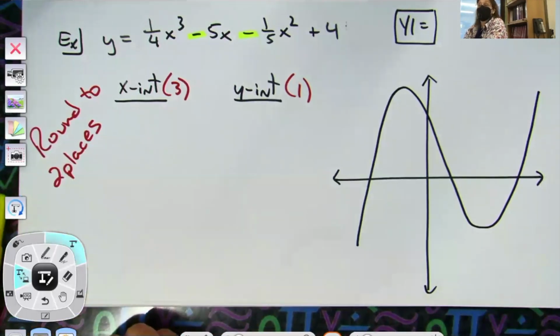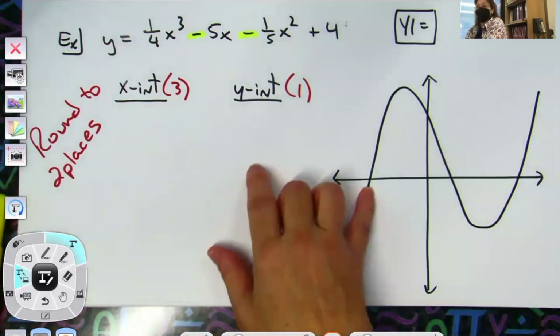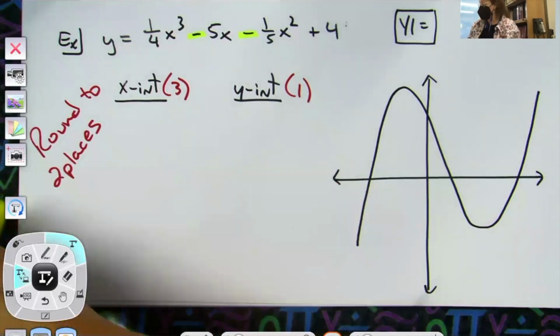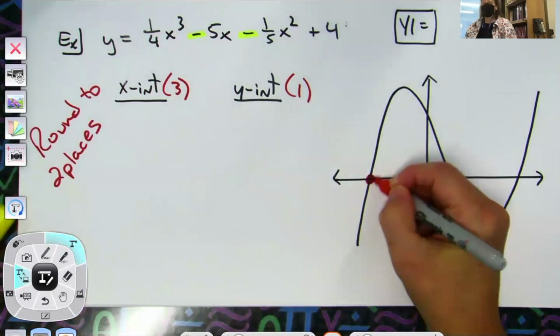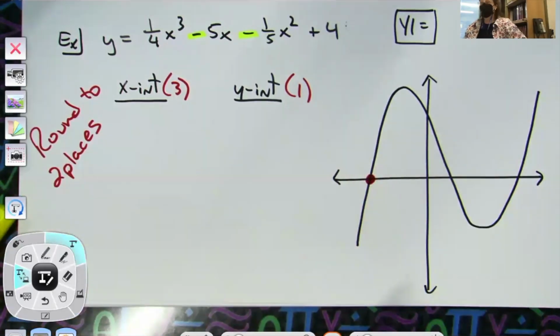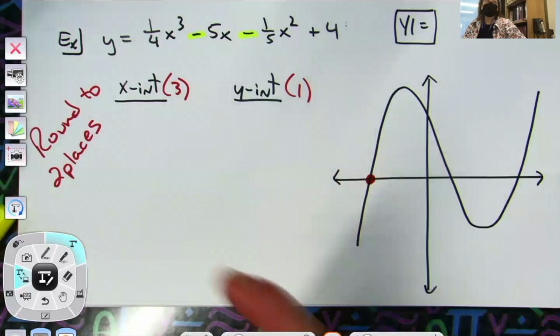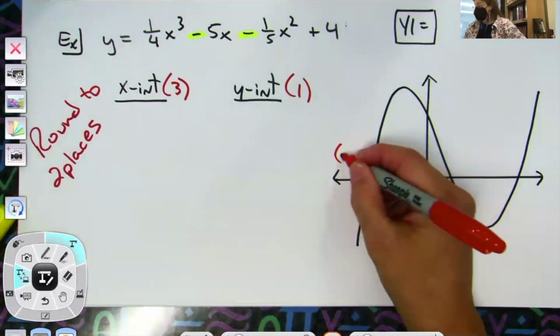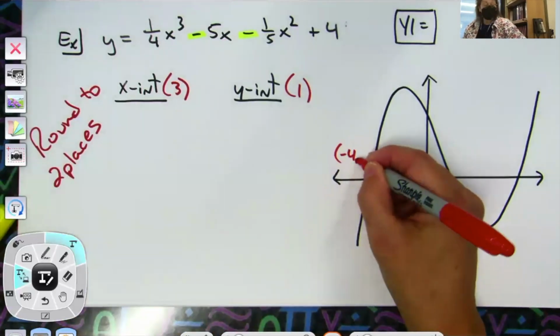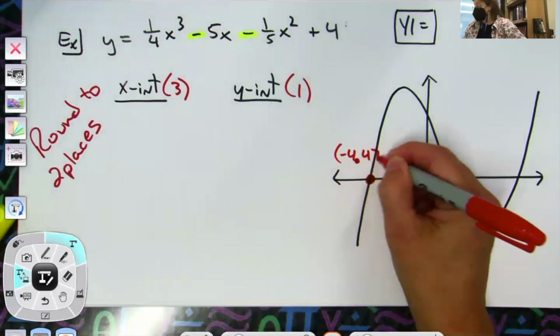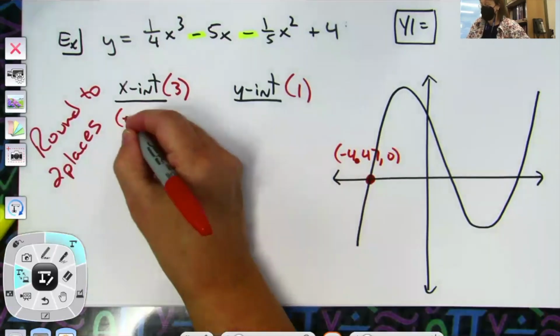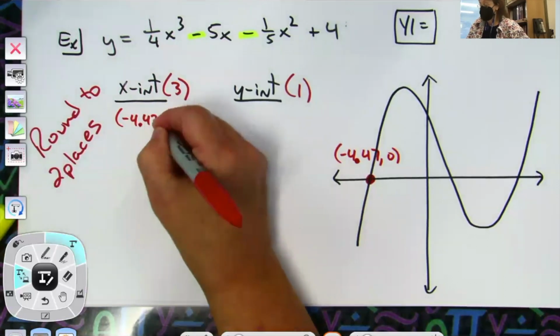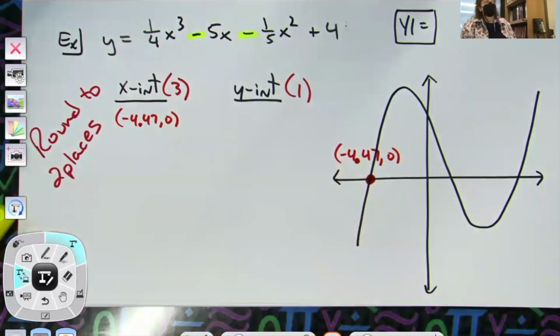Say that again, Gavin. 4.4 out one place, but not positive because that'd have to be negative. That'd have to be negative. All right, so Gavin found that one. Okay. All right, going out, I'm going to go out 2 places, okay, because I said round out 2 places. All right, negative 4.470. Negative 4.47 and then 0, written as an ordered pair because it's an x-intercept. So that one's right there.